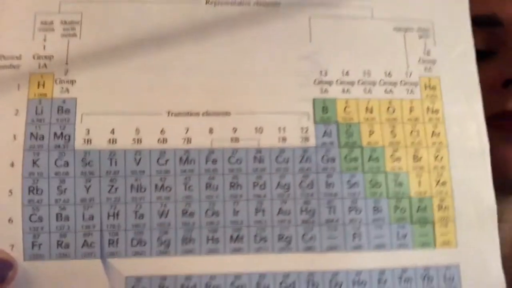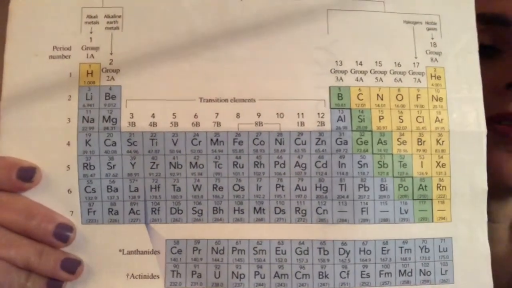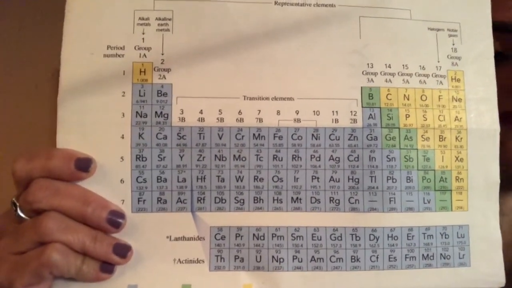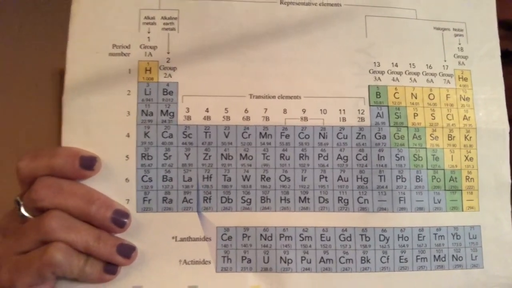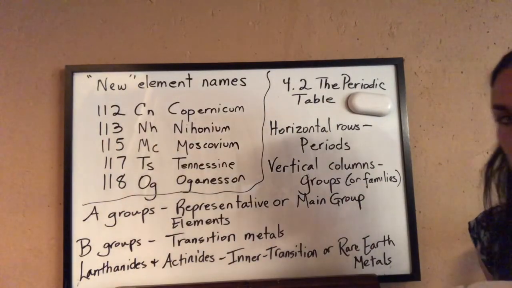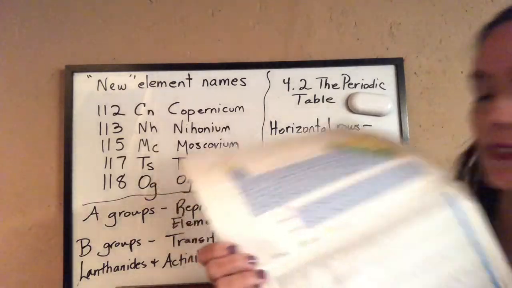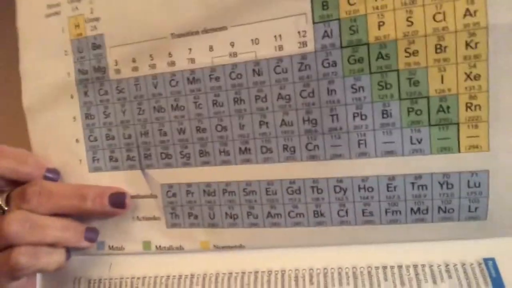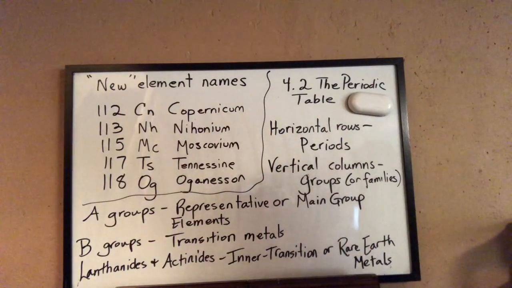Try to use the textbook one again. The textbook has them labeled. Okay, transition elements right there in the middle, the B groups. The lanthanides and actinides down here at the bottom are called the inner transition or rare earth metals.